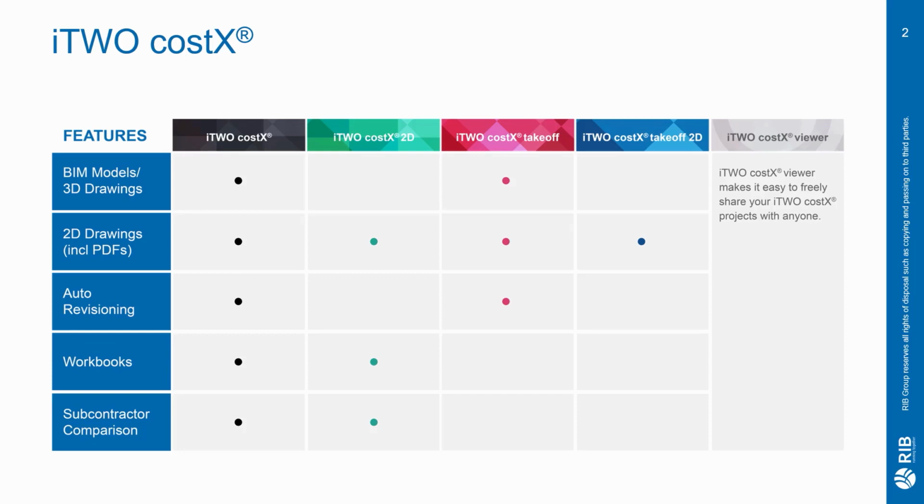For those who don't know, iTWO costX is a fully integrated estimating solution with universal application, supporting everything from hand-drawn sketches to PDFs, 2D and 3D CAD drawings, and BIM files. iTWO costX is available in a variety of feature levels depending on the size of your business or your estimating requirements.